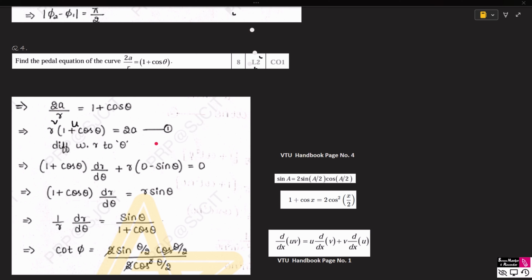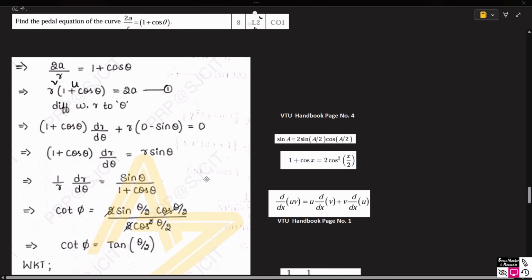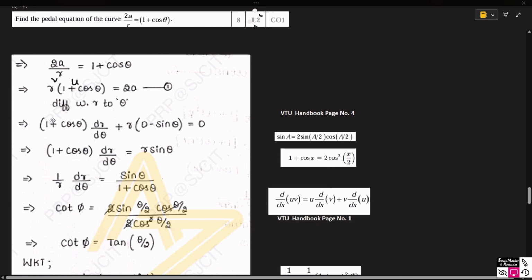Write down the equation as it is, and we need to differentiate this with respect to theta. So we are using the u into v rule, which is provided in the handbook on page number 1. And as we discussed previously, it follows the ILATE precedence or priority. So we are taking 1 plus cos theta, since it is a trigonometric function, as u, and r, since it is algebraic, as v. So on applying the u into v rule, we get 1 plus cos theta dr by d theta plus r, since r is v, it is taken as the same here, and 0 minus sin theta equal to 0.